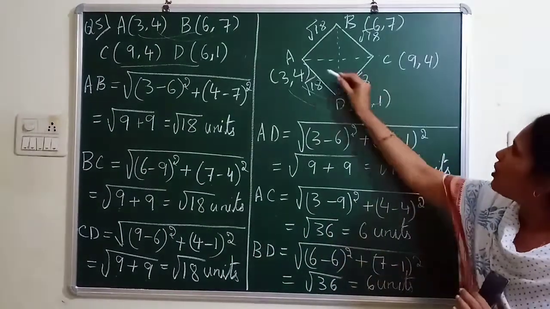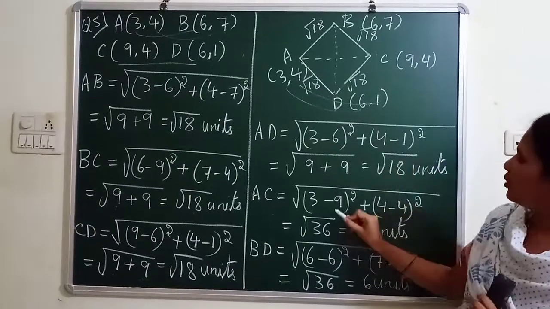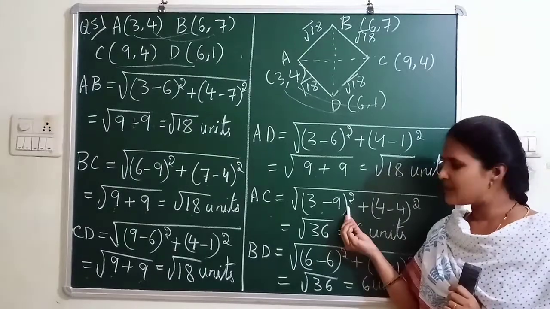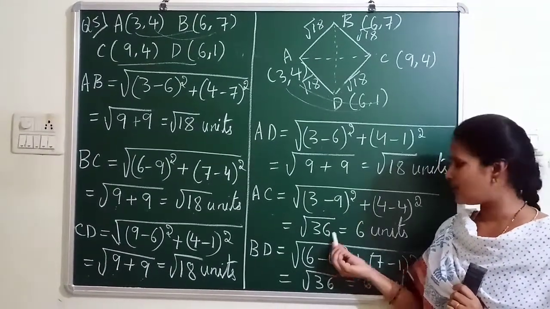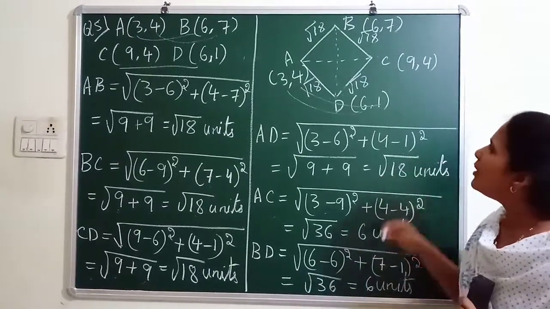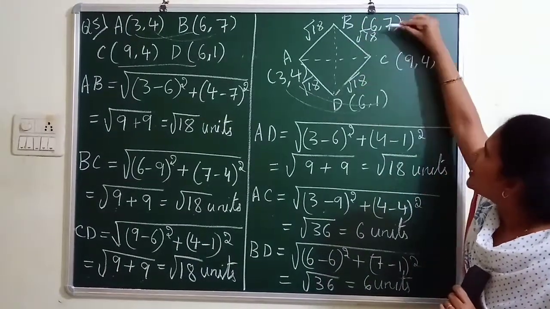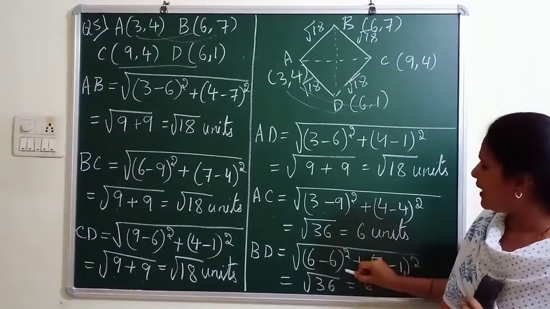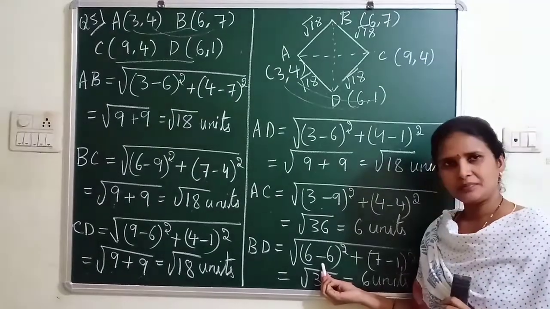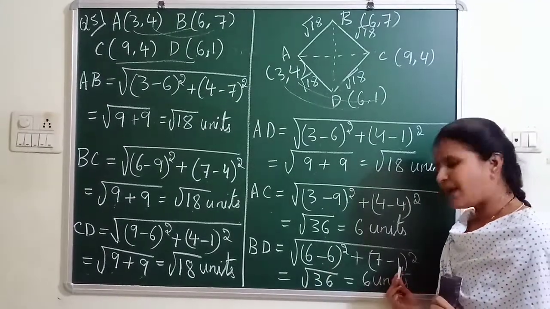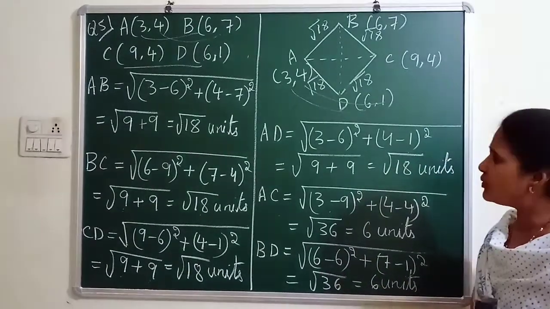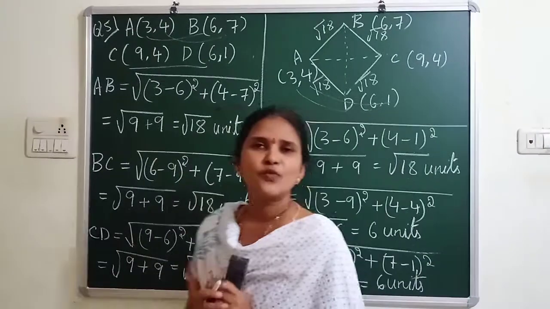Now let me start with the diagonal AC. AC equals root of (3 minus 9) whole square plus (4 minus 4) whole square. 3 minus 9 is minus 6. Minus 6 square is 36. And here you get 0. So root 36 is 6 units. Now let me check the other diagonal BD. So (6 minus 6) whole square plus (7 minus 1) whole square. 6 minus 6 is 0 and 7 minus 1 is 6, 6 square is 36. Root 36 is 6 units. So we completed the distance formula 6 times.